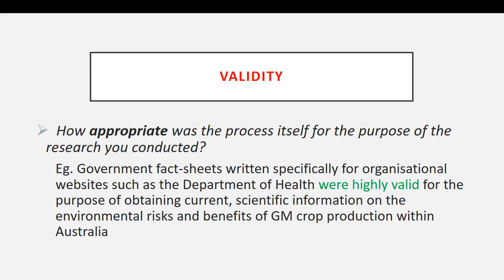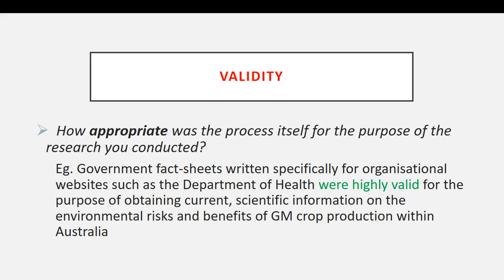So one of the first ones that you will every now and then be mentioning, you'll be talking about validity. And validity basically means that word in bold, that appropriate. How appropriate was the research process? Now, hopefully you all chose appropriate research processes, but sometimes people don't, or sometimes people actually change. And so therefore, look at the example. Government fact sheets written specifically for organisational websites such as the Department of Health were highly valid for the purpose of.